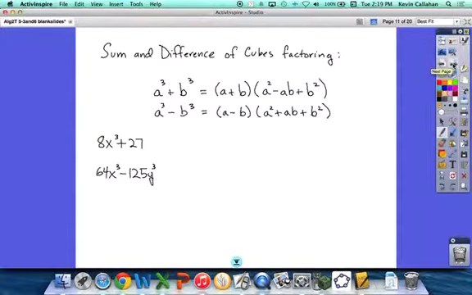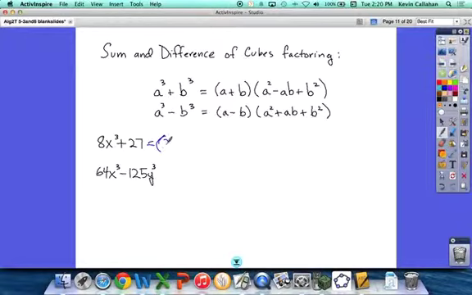Okay, how about, we already said that 8 is 2 cubed, right? How about 27? 3 cubed, right? Now we need to write this as one whole thing being cubed. 8x to the third is not something cubed. The x is being cubed, the 8 is definitely not being cubed. In order to write it as something cubed, you've got to write it like this.